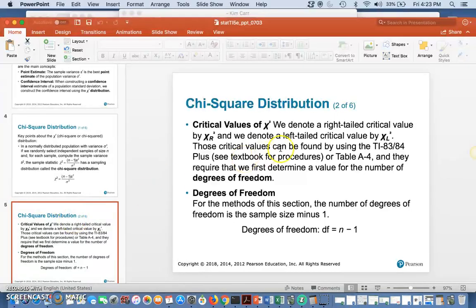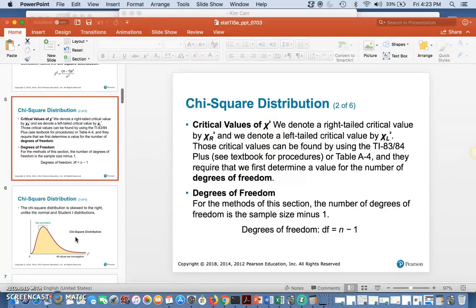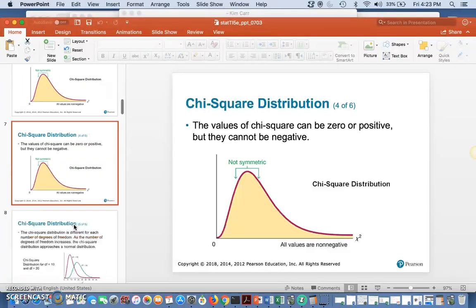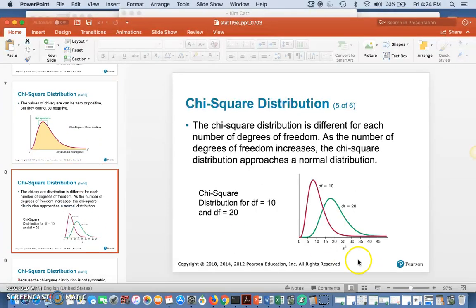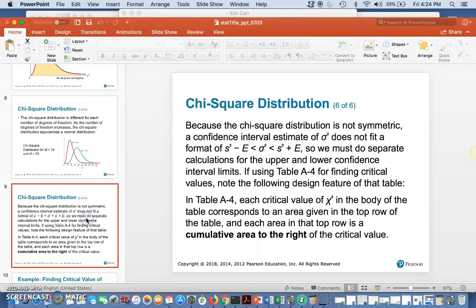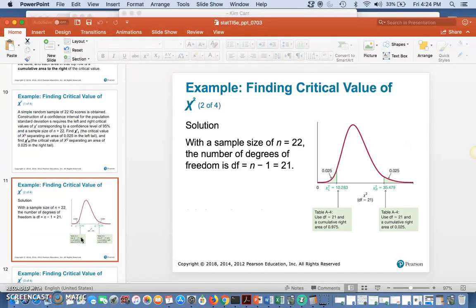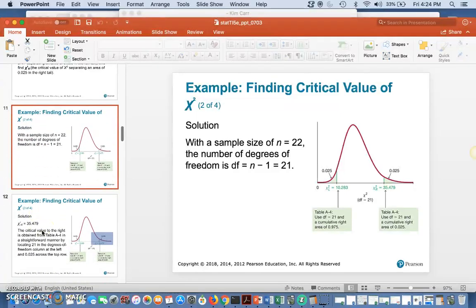Degrees of freedom. This is what the chi-square distribution looks like. As the degrees of freedom increase, it starts to look a little more normal. That's the way the interval will look. Okay, that's your interval. You're splitting your alpha between the two tails is what you're trying to do.